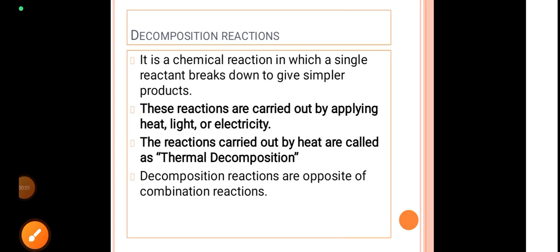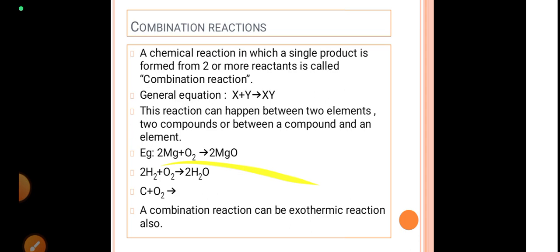Hi students, let us learn the second type of chemical reaction, that is decomposition reactions. It is a chemical reaction in which a single reactant breaks down to give simpler products. These reactions are carried out by applying heat, light or electricity. The reactions carried out by heat are called thermal decomposition. Thermal decomposition reactions are opposite to combination.